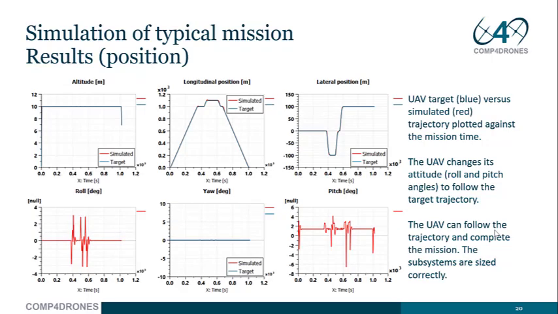So here we have decomposed the mission on the position and attitude, and we have plotted the target with the blue color and the simulated result with the red color against time. We can see that the altitude, longitudinal and lateral positions are correctly followed by the drone. The red line is superposed basically to the blue line. And here on the bottom row of these subplots, we see the roll, yaw and pitch angles of the drone.